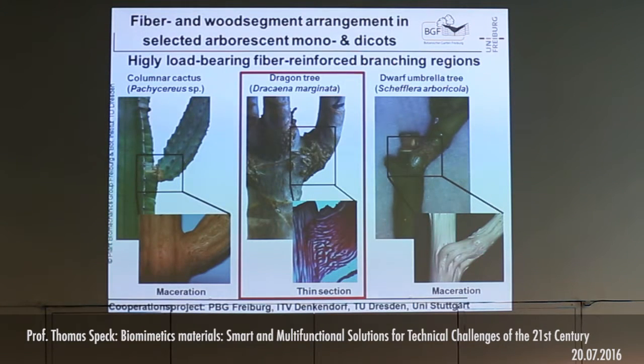Then we looked at these dragon trees, and in these dragon trees, you have very nice arrangements of fiber bundles which run from the side branch into the main branch, and they embrace, so to say, the main branch. This is called flange mounting, and therefore again the main forces are not in the zone exactly here, but they are transferred into the main stem, which makes them much less prone to failure.